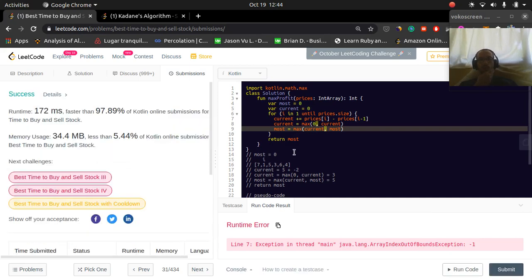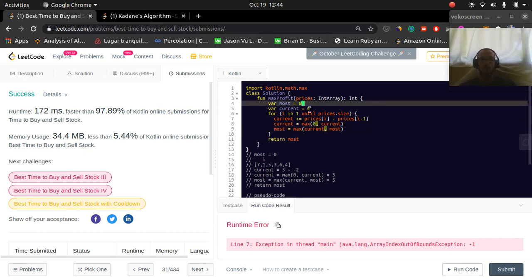All right, you guys, there you go. O of n time complexity because we only stop at each price once, and O of 1 space complexity because we're only using these pointers here.